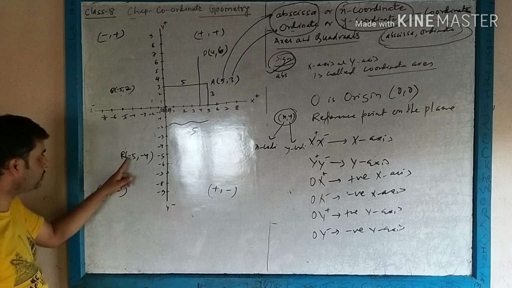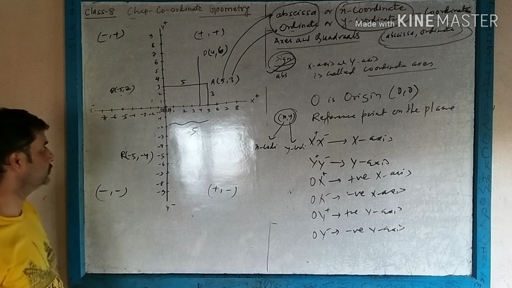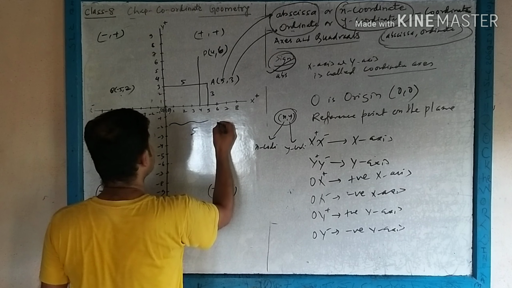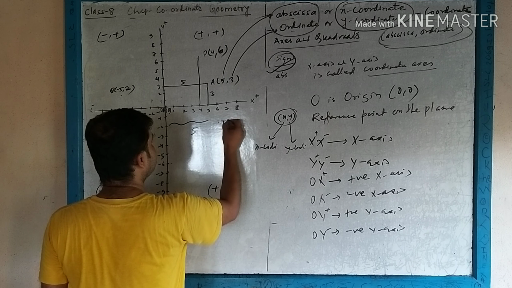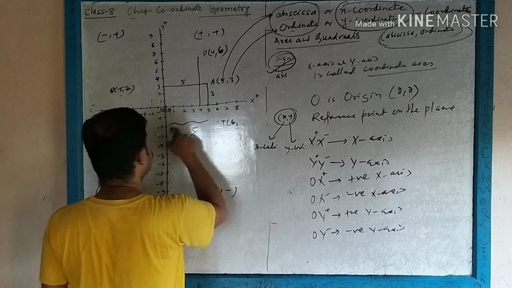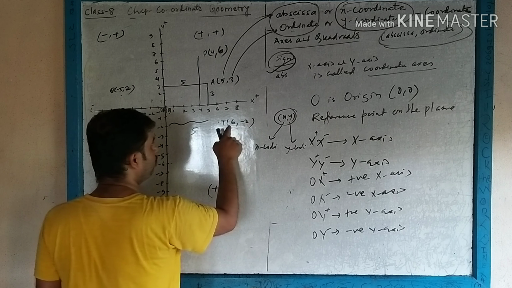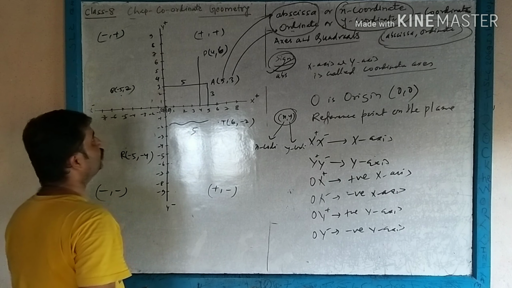So what is the sign here? Minus minus. What is the sign over here? You can take any point. Suppose here I am taking the point T. 6 first for x, then down minus 2. 6 comma minus 2. Positive, negative. So these are the signs.